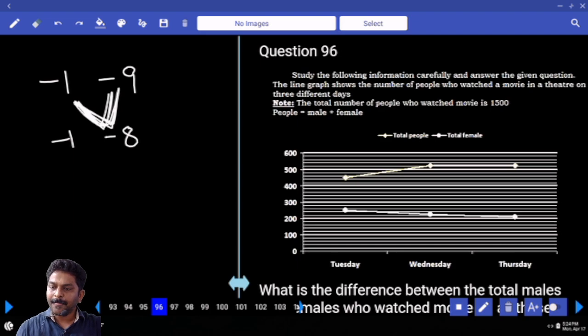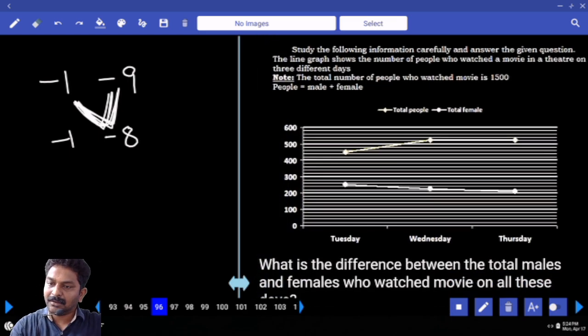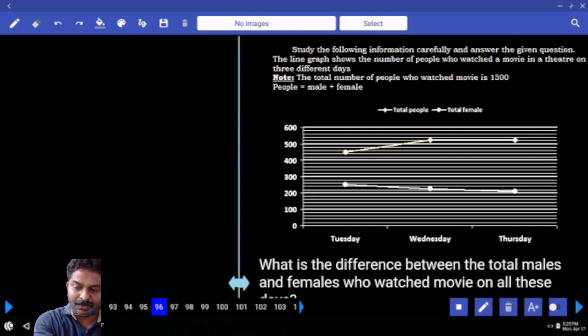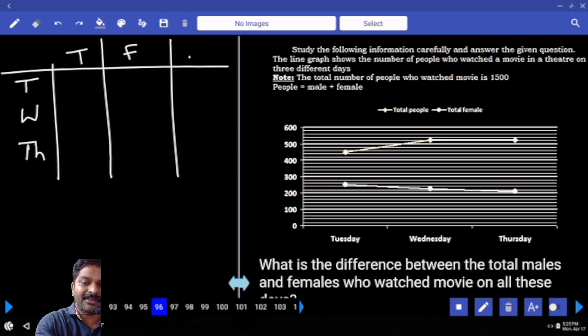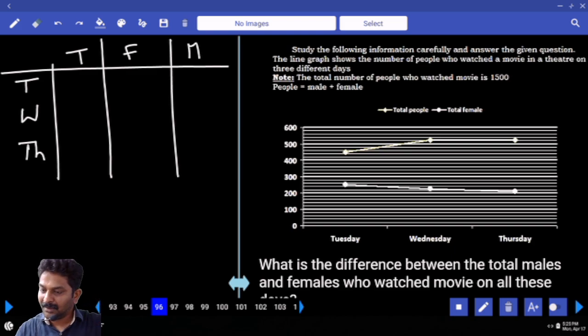Right. The total number of people who watched movie is 1500 people, which includes both male and female. Total people. Right. Numbers mentioned here. Tuesday, Wednesday, Thursday. Let us write total. Then you have information regarding female. Then we have data regarding male. All are given in terms of number only. Right. How much is this?